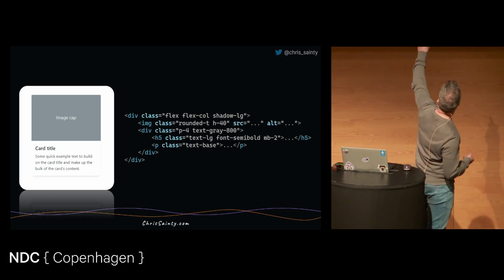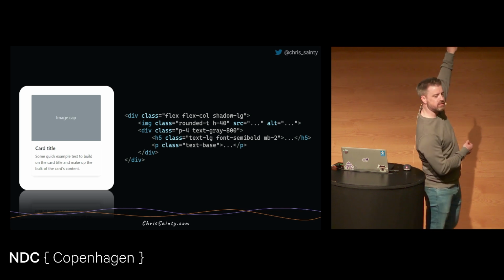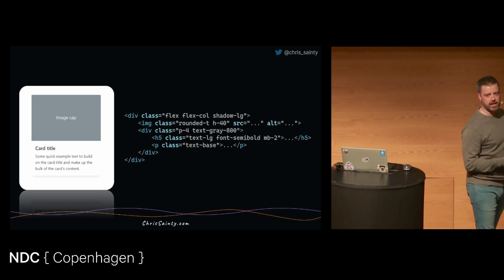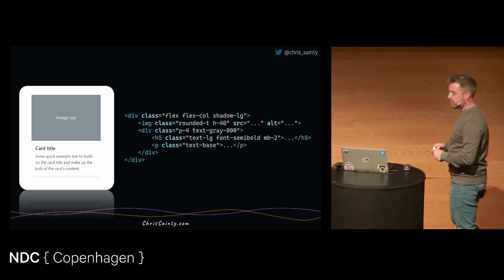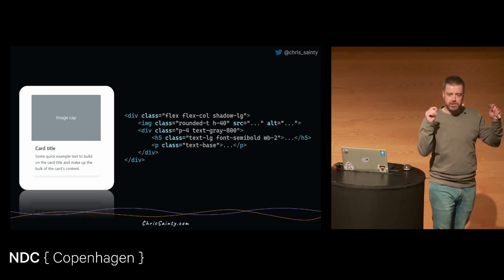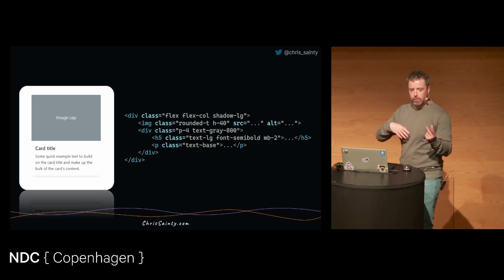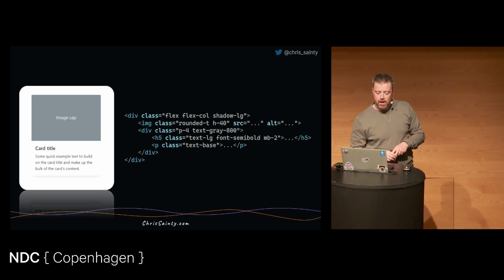You can just about make it out, I think, on... No, not really. So take my word for it. There's a very, very light shadow around that card component. That's what shadow-lg does. Rounded-t, rounded top, that's because at the top of that card, that image has very slight rounded corners, so it's rounding at the top. There's also things like rounded-l, rounded-r, bottom, whatever.